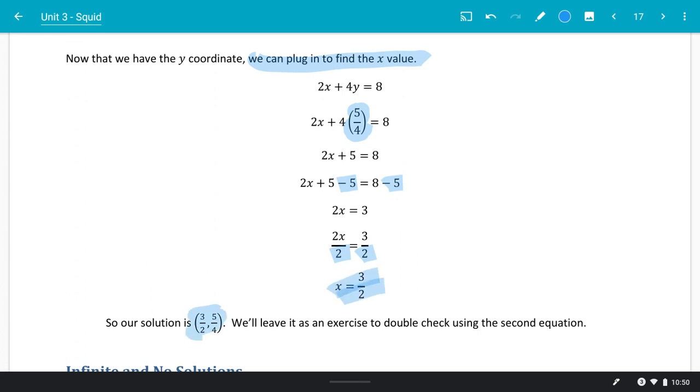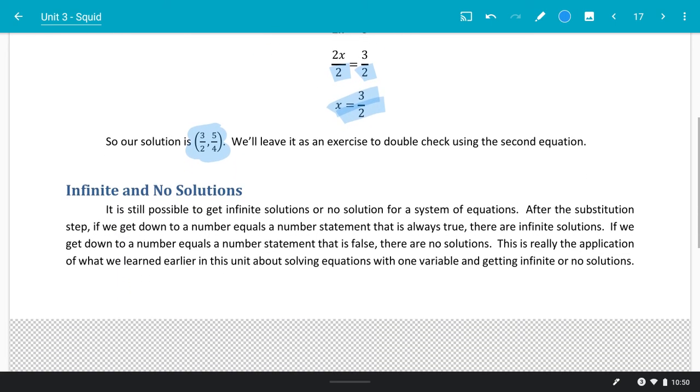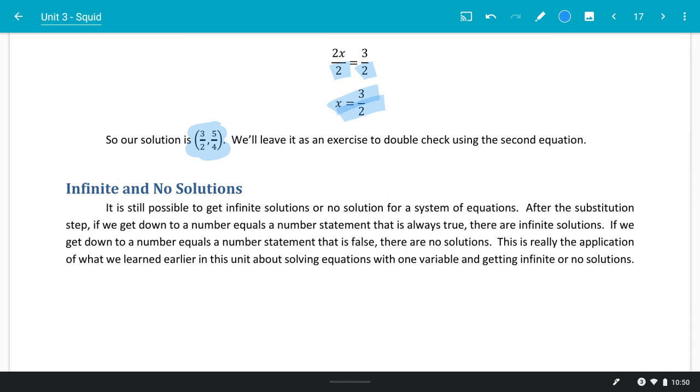Now, if we were just doing a graph by hand, there's no way we would be able to find those points exactly, even if it is 1.5 and 1.25. Now, if we were using technology and Desmos, then we would be able to get those values, but that's why it's so important that we be able to do this algebraically as well.